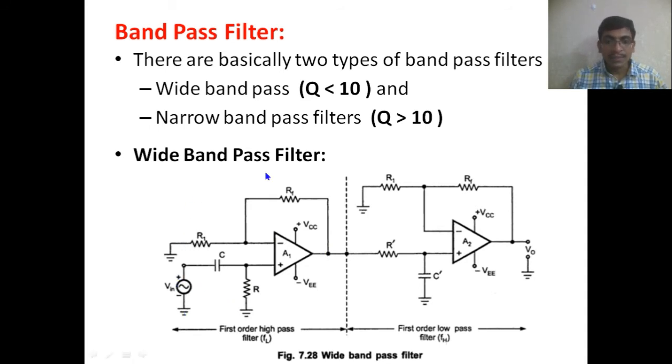Here this band pass filter has been designed using two filters. One is the first order high pass filter and the second one is the first order low pass filter. By just adding the first order high pass filter with the first order low pass filter, we form a band pass filter. So here this is the first order high pass filter circuit and this one is the first order low pass filter circuit.